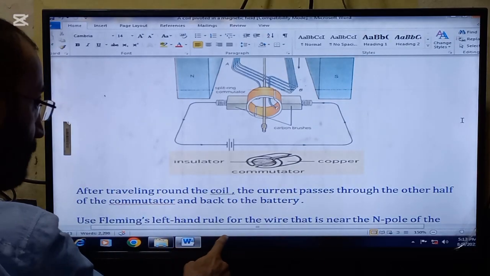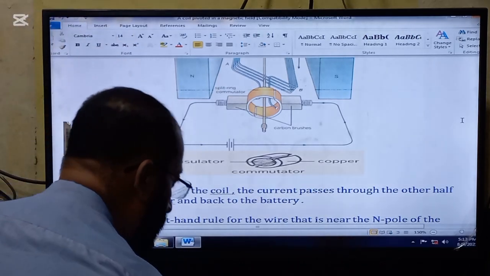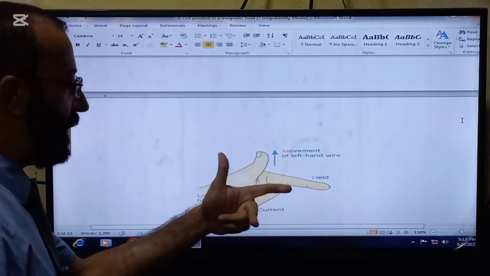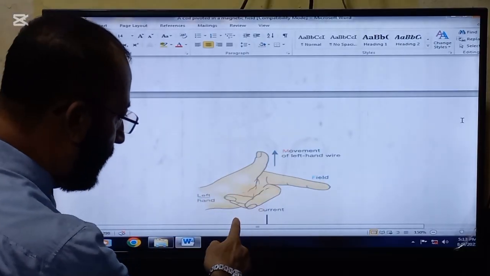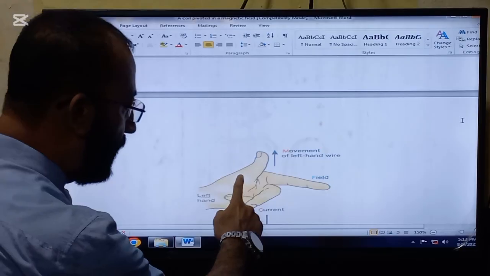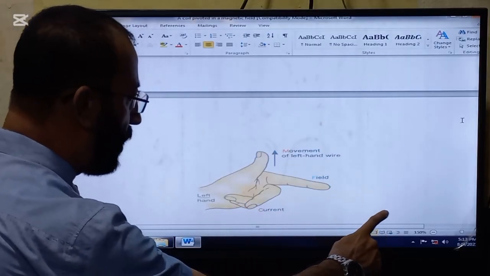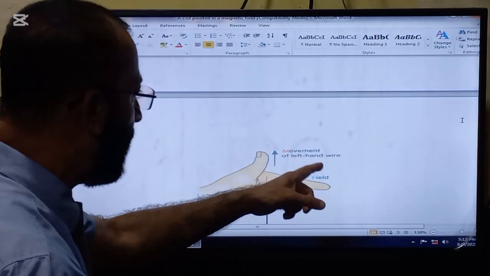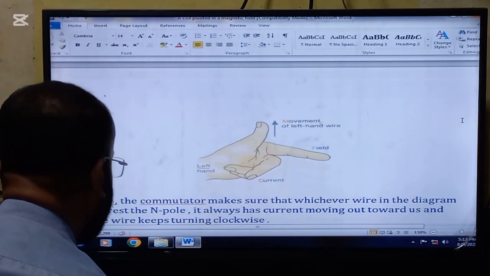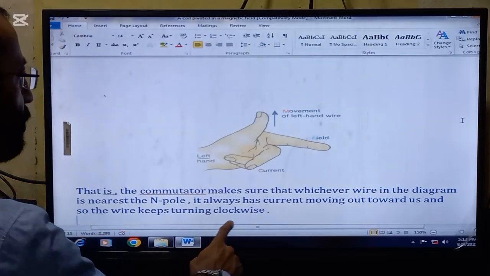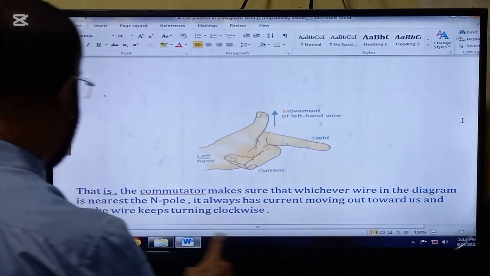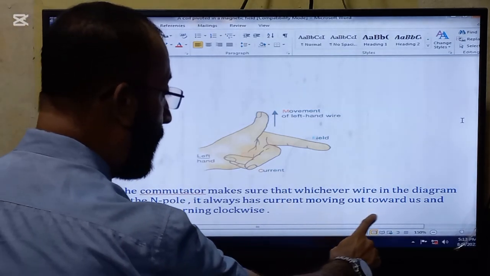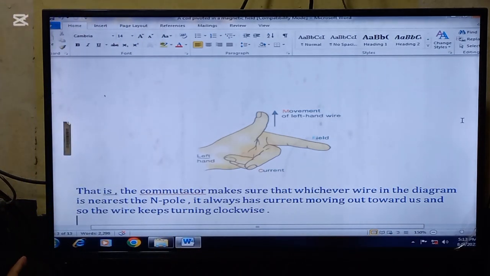Use Fleming's left hand rule for the wire that is near the north pole of the magnet. And here is the Fleming's left hand rule. This finger directs in the direction of the current, this finger in the direction of the field, and this thumb in the direction of the movement of the wire. That is, the commutator makes sure that whichever wire in the diagram is nearest the north pole, it always has current moving out towards us. So this is the point to remember.